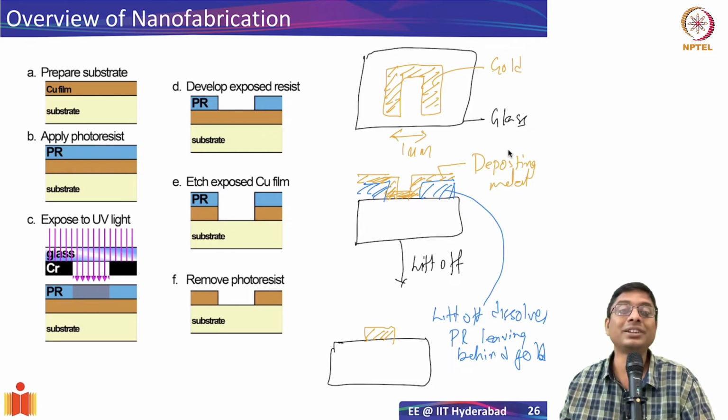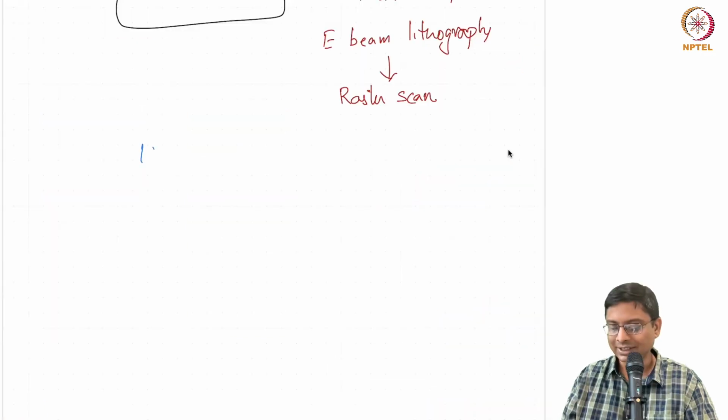Extreme UV has its own disadvantages because we understand optics now very well, right? The refractive index. Extreme UV is around 30 nanometers. What is the refractive index of glass at 30 nanometers? What is the transmission of glass at 30 nanometer light? What will be the transmission through glass?